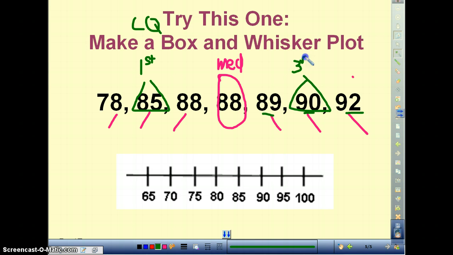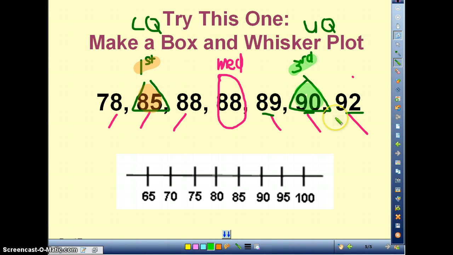Some people call that the third quartile. Some people call it the upper quartile. Upper quartile right here, lower quartile here. Upper quartile, lower quartile. First quartile, third quartile, mean the same thing. Then the last two pieces of information I need to know are my high number and my low number. If you get those, you have the 5 pieces of data you need to make your box and whisker plot. So here we go.